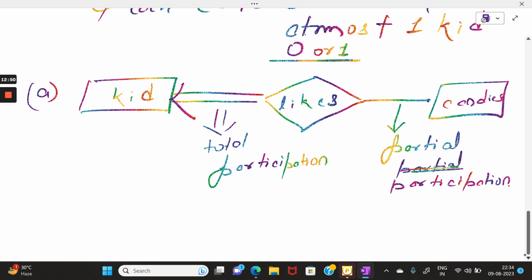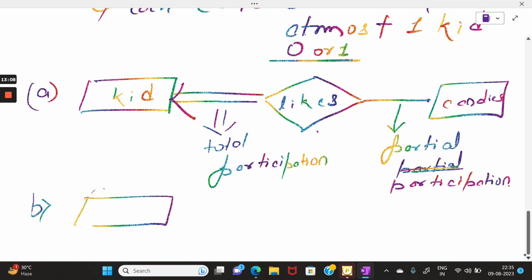Total participation means every entity of the kid set will come into this likes. Okay, all the kids will come. This means that every kid has to like one candy, right? But not all candies are liked by every kid. Okay, let's see the second one.